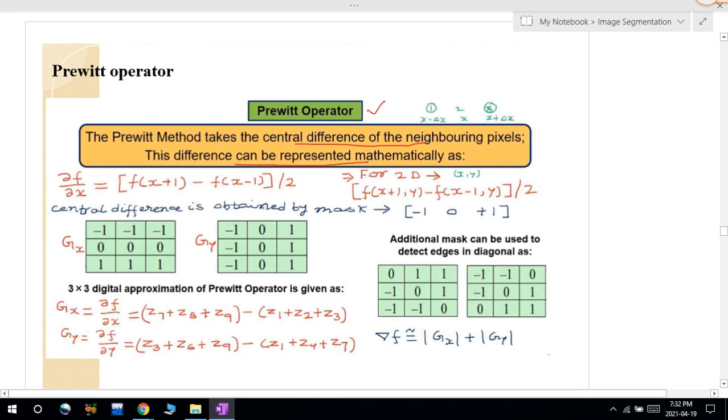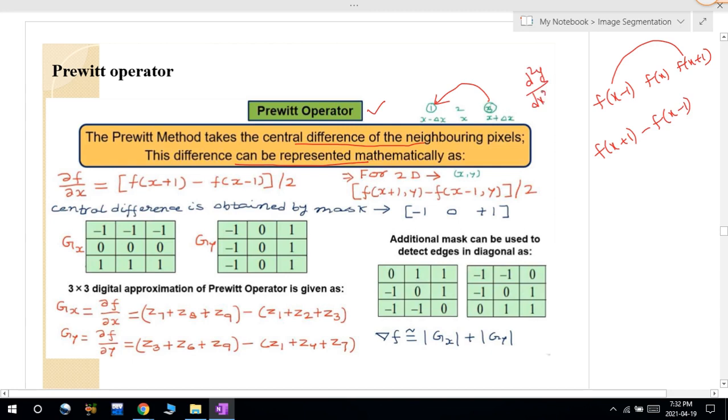Why? Because this is your change in the x direction. If I am taking a 2D signal, then what is the central difference? The central difference is the difference between these two values. This is your f of x minus 1, this is your f of x, and this is your f of x plus 1. So now I will find the central difference, that is f of x plus 1 minus f of x minus 1. This is your central pixel. There is a slight difference here. Differentiation.